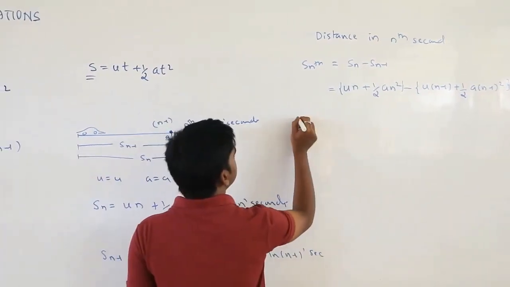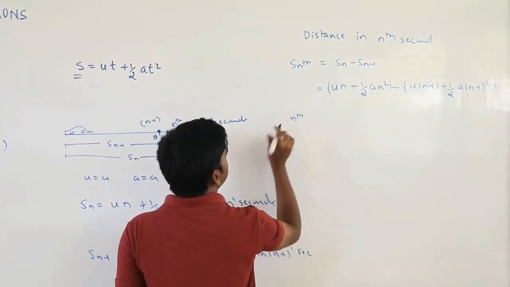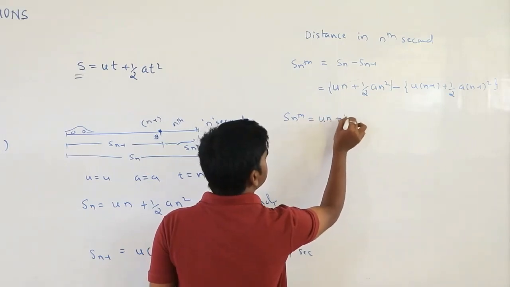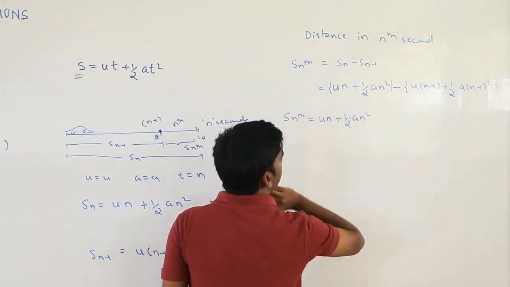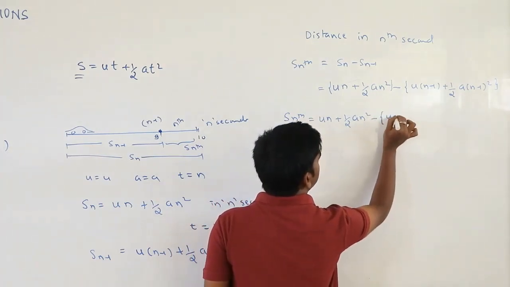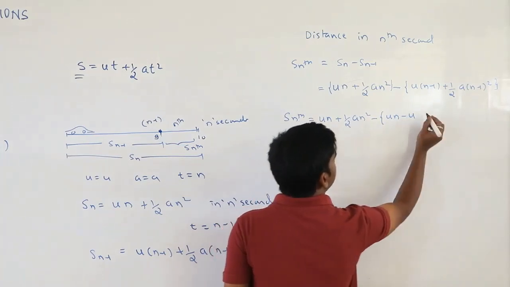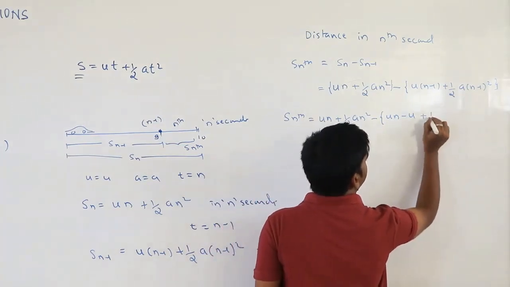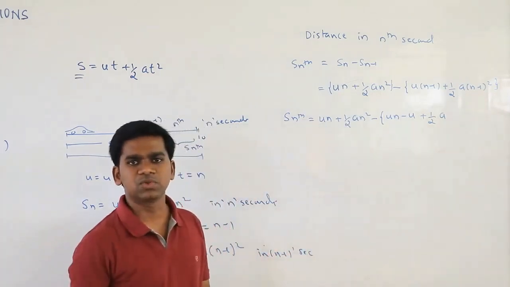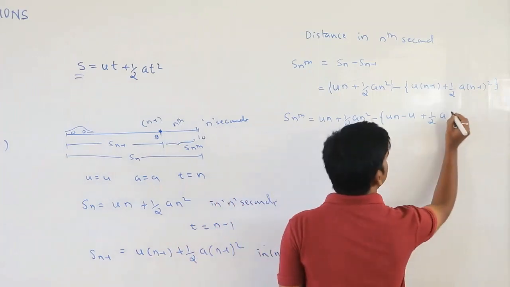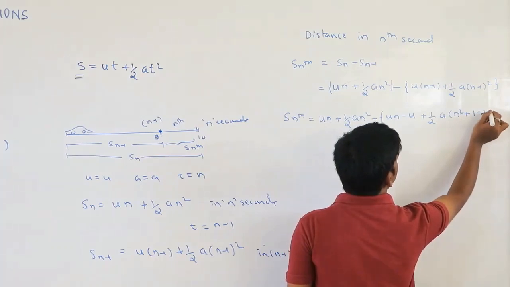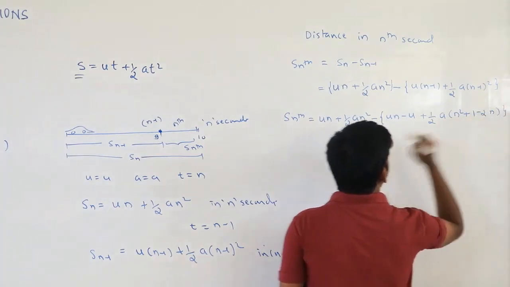Okay, so this is what, so Sn equals to un plus half an square, you just multiply this one, minus write as it is, un minus u plus half a. Can we expand this one, n minus 1 the whole square, means a minus b the whole square. So what you can write: n square plus 1 minus 2n. So this is going to be expansion.